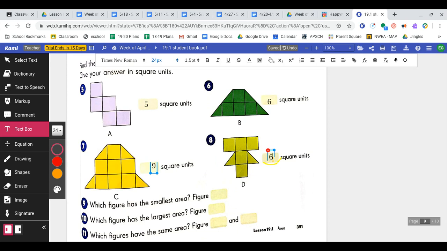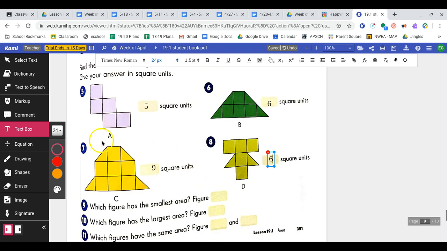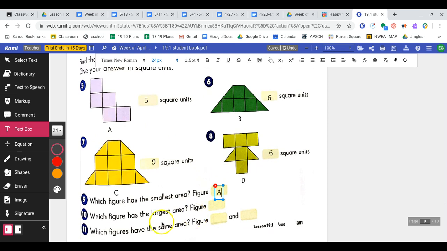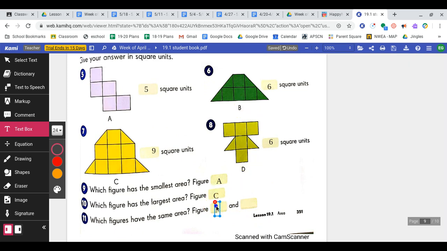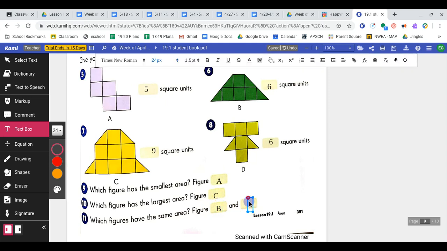Okay, now of all of these figures, which one has the smallest area? This one, number 5. Actually, it's also labeled A. So we'll write figure A has the smallest area because it has an area of 5 square units. Which one has the largest area? Figure C. And which figures have the same area? B and D. They both have an area of 6 square units.